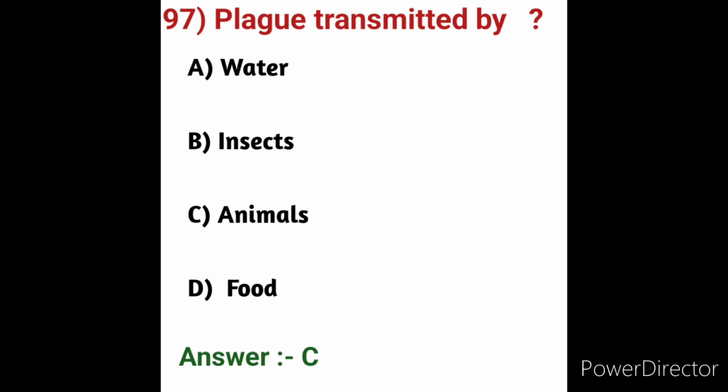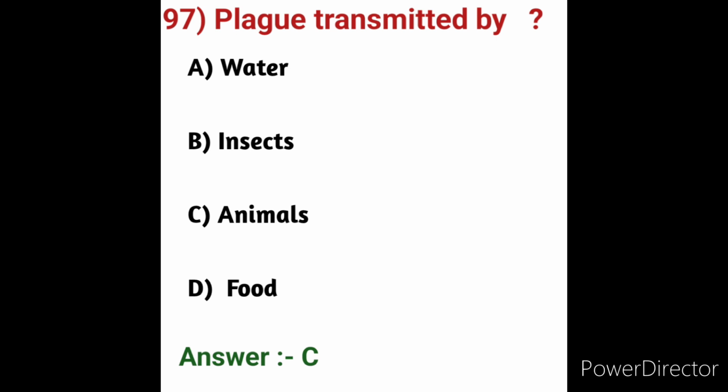Plague is an infectious disease that affects animals and humans, meaning we get the plague through animals. It is caused by the bacterium Yersinia pestis. Through Yersinia pestis infection, we get the disease from animals. Option C is the answer, animals.